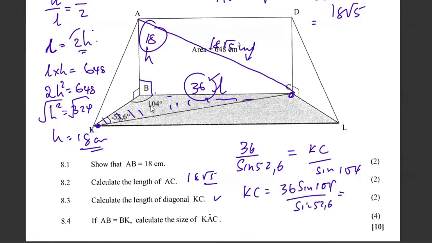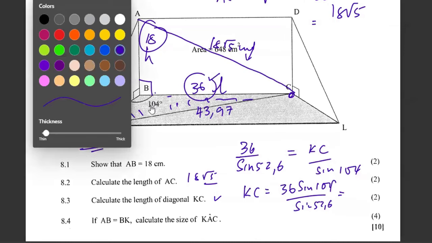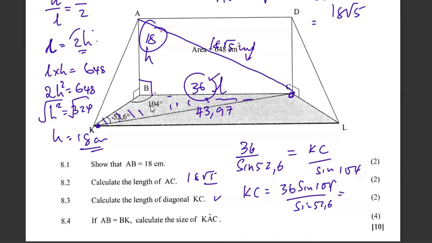Okay, so punching that, I have 36 sine 104, we are dividing it by the sine of 52.6, which becomes 43.97. That's what I'm getting. And the next, if AB is the same as BK, if that is 18, then this one is 18. They want us to get the size of KAC, this angle here.